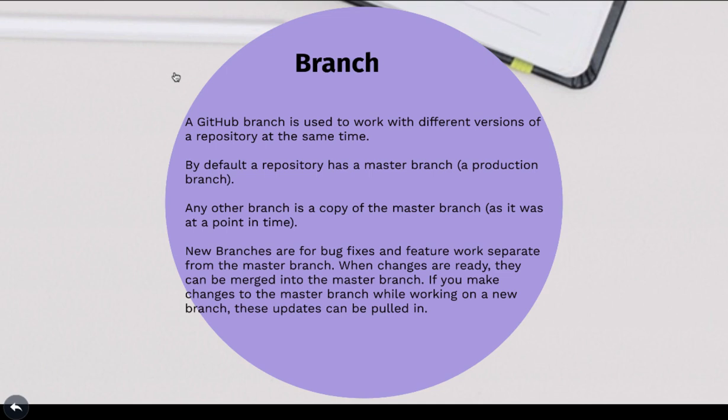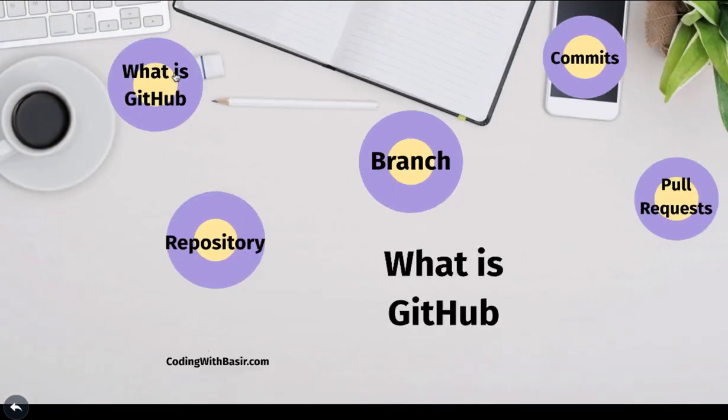New branches are for bug fixes and features work separate from the master branch. When changes are ready, they can be merged into the master branch. If you make change to the master branch while working on a new branch, this update can be pulled in.